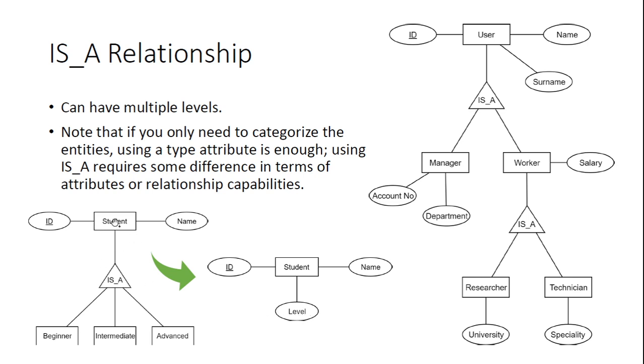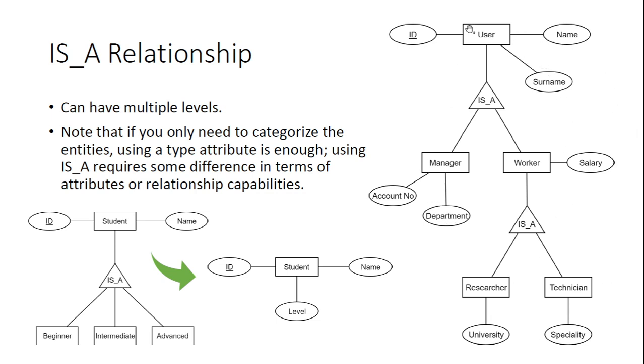For example, for a student, instead of having the is a relationship and keeping the entries in different child tables, I can just store some level attribute in a student, and I can write it as a string, as a text, for example, whether this student is a beginner, intermediate, or advanced student. So this is another example here on the right side.